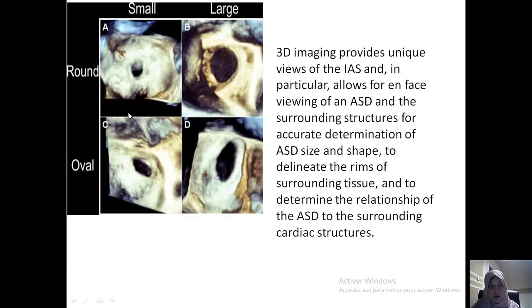Here we focus on the role of 3D imaging in providing a unique view of the interatrial septum, and in particular allowing en face viewing of the ASD with the surrounding structures for accurate determination of the ASD size and the ASD shape. Here, for example, a small round, here a larger round, a small oval, and a large oval ASD defect.